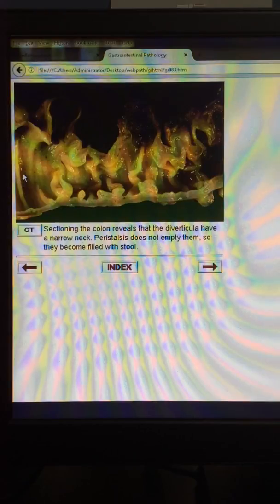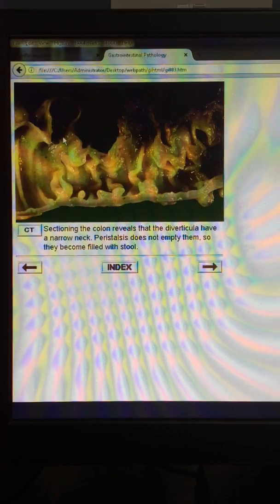A gross appearance of diverticulosis. This is the colonic wall here, and these are the diverticuli, which represent a mucosal herniation through the weak muscularis. So, in case of diverticulosis, you would not see muscularis propria surrounding the herniated mucosa. Okay?